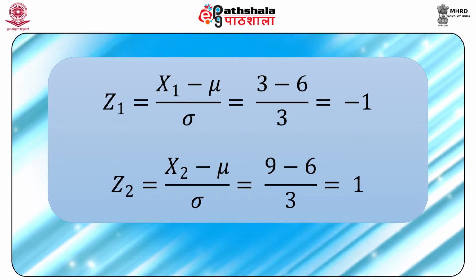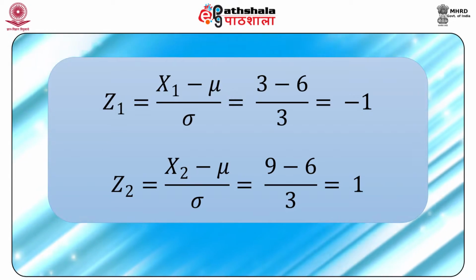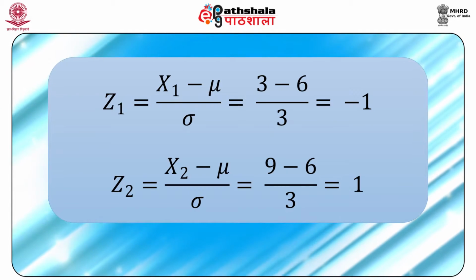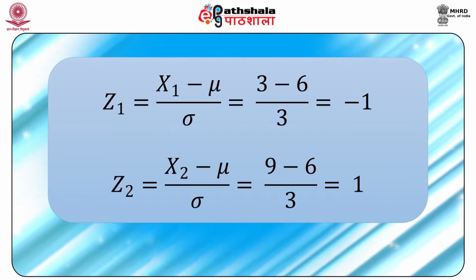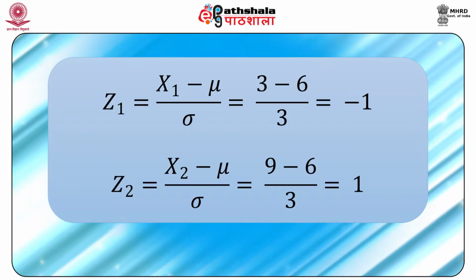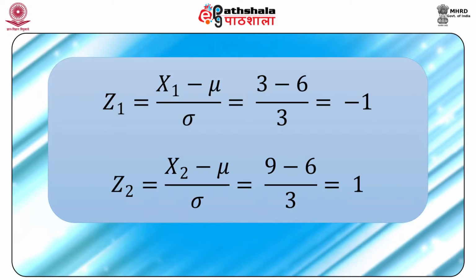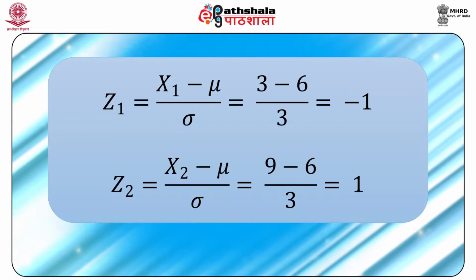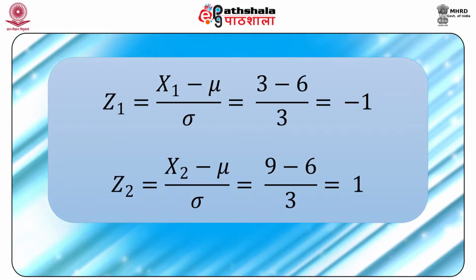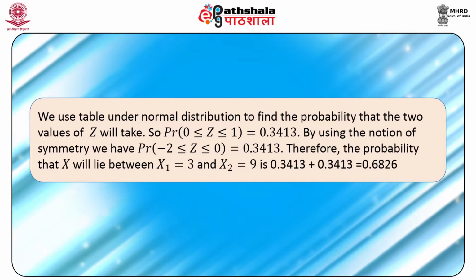So we first calculate the value that Z takes, which is as follows: Z1 is equal to (X1 minus mu) upon sigma, and therefore is equal to (3 minus 6) upon 3 in our current example, and is equal to minus 1. Similarly, Z2 is equal to (X2 minus mu) upon sigma and is equal to (9 minus 6) upon 3, which is equal to 1. Now we use the table under normal distribution to find the probability that the two values of Z will take.